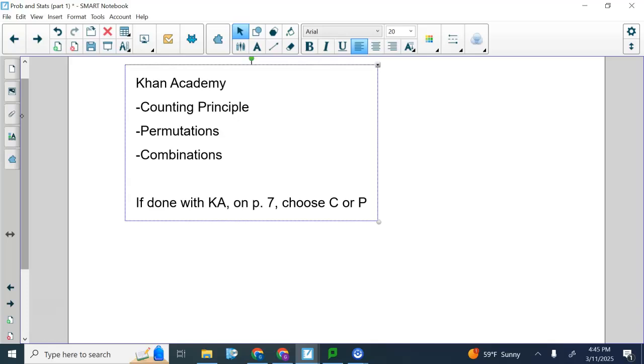Okay, so you're working on Khan Academy, those 3 activities, and then if you're done, page 7. Let me know if you have any questions.